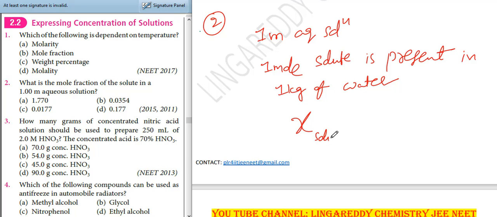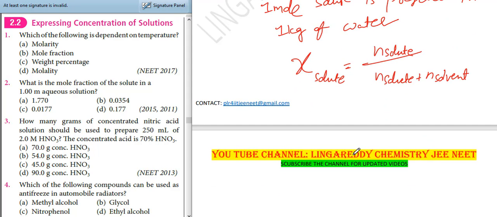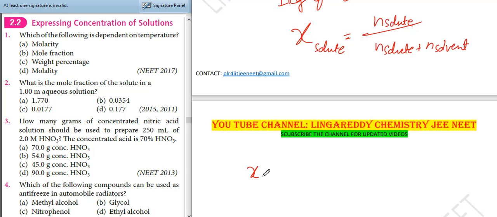Mole fraction of solute equals n solute upon n solute plus n solvent. This is the formula. Now just substitute there. X solute equals the number of moles of solute, that is 1 mole, upon solute 1 mole plus solvent, how many moles? That is 1 kilogram of water.